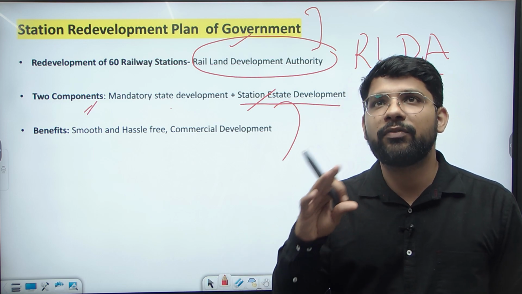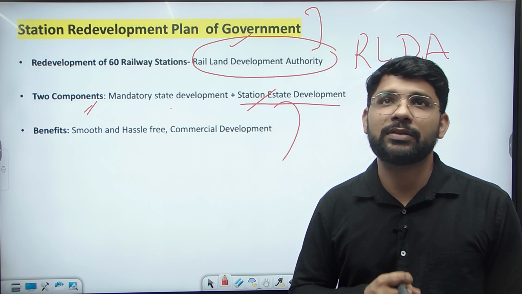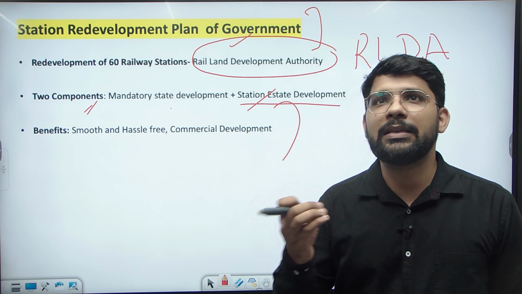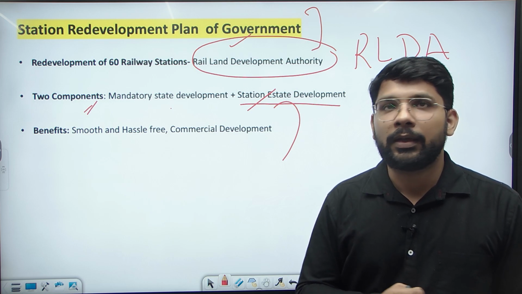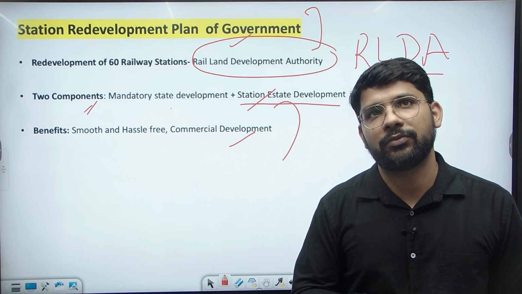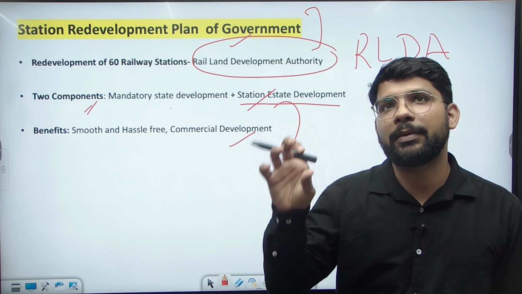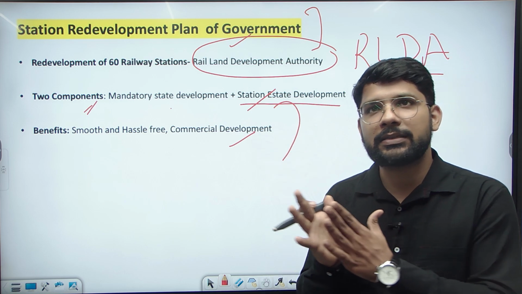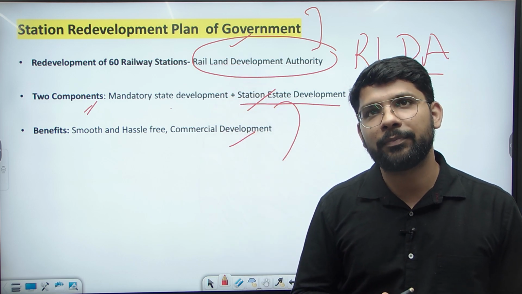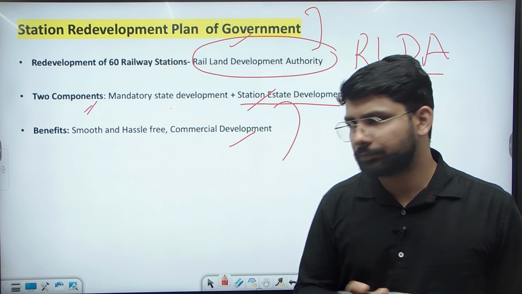If you ever visit the Rani Kamlapati railway station, which is the first railway station built under the PPP projects, you will see the change in the station. It also helps in the commercial development at the railway station. So this is the station redevelopment plan of the government. Before starting the second part of the question, you will write about the station redevelopment plan of the government.